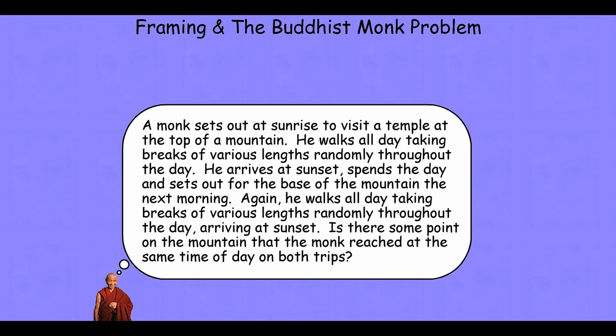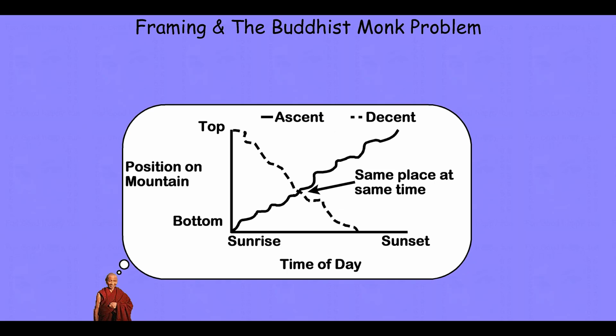When you present this problem to people, they usually don't have a clear idea about what the answer might be. Presented as a vignette, it doesn't suggest the underlying structural features that would dictate the answer. If, however, you present it as a graph, the answer becomes deucedly obvious. If our solid line is his ascent and our dotted line is his descent, we realize that at some point those lines will cross, and that will be the same place at the same time on ascent and descent. The problem becomes relatively easy when framed that way.